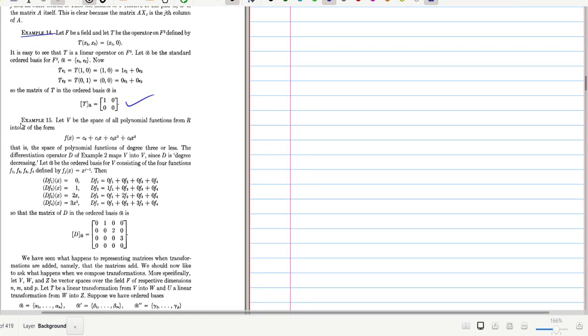Now we discuss example 15. This is our example 15.